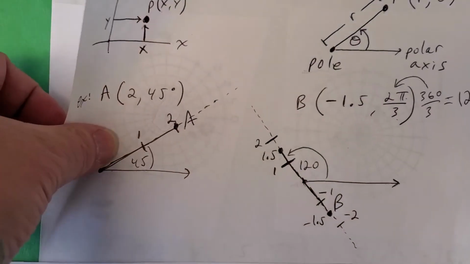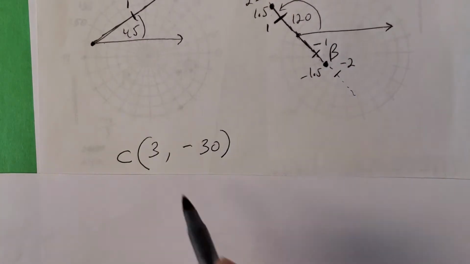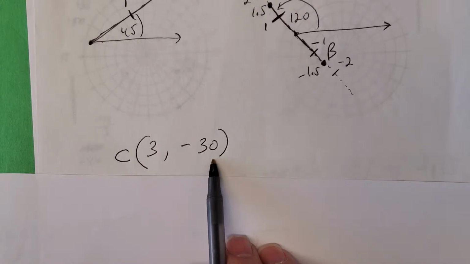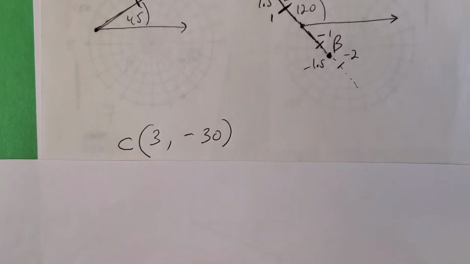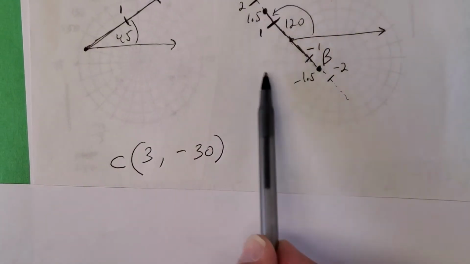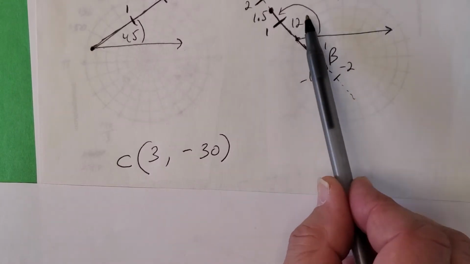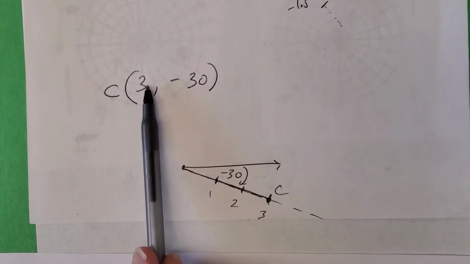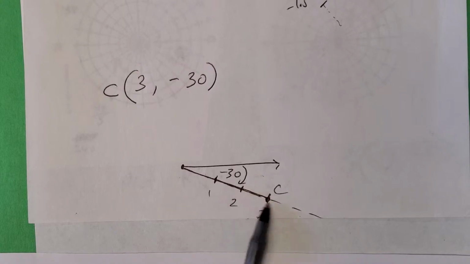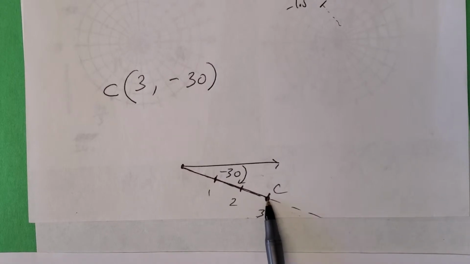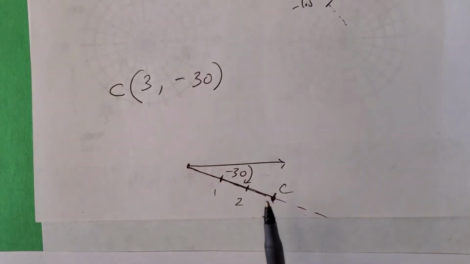Look at this one. This one has a positive R, but a negative angle. So before I show you, what would that look like? Well, negative 30 means we don't go the positive direction this way, we go the negative direction this way. So negative 30 goes down, and then I need to go 3 units out. 1, 2, 3. Okay? So this point here is (3, negative 30) in polar coordinates.